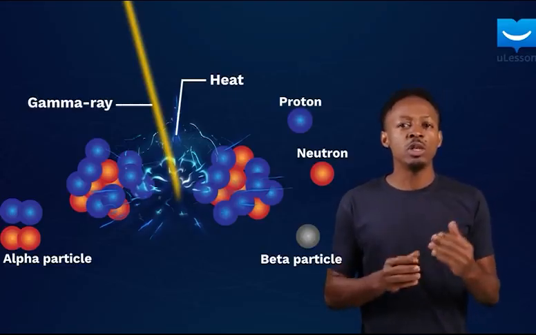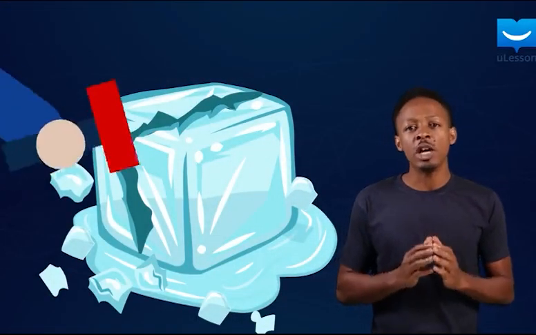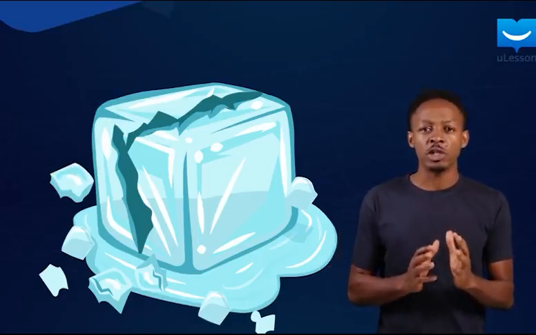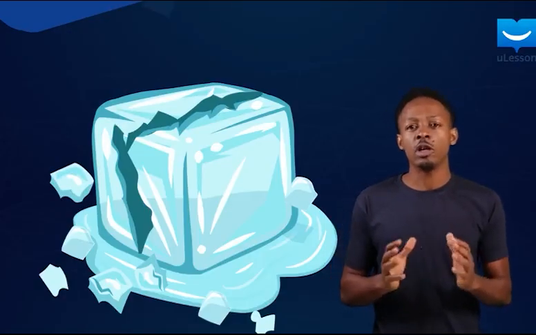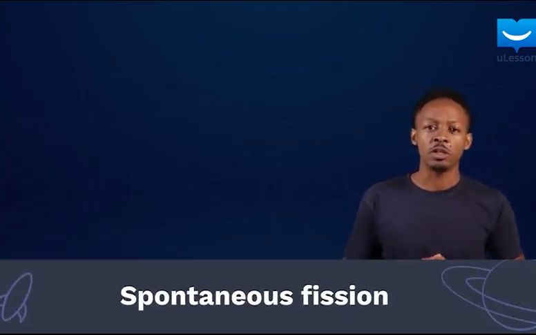This is similar to hitting a block of ice with a hammer. What you will see is that the block of ice breaks into two or more large parts with other smaller fragments. Nuclear fission is a spontaneous reaction that can occur naturally or artificially. And when it happens naturally, it is called spontaneous fission.